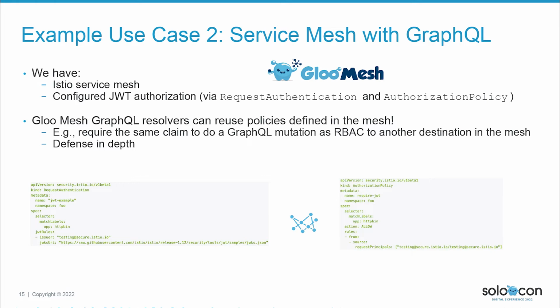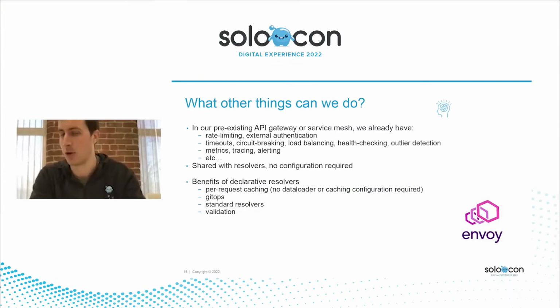Pivoting from these two very specific examples, let's talk a little bit further about what other things we can do. So obviously these aren't the only things that we get by a declarative approach embedding GraphQL in Envoy. There's so much more. And just to give you a flavor of some of the things I'm talking about: in an existing API gateway or service mesh built on Envoy, we already have a lot of features. For example, rate limiting and external authentication. Just filters that define access to secure your APIs.